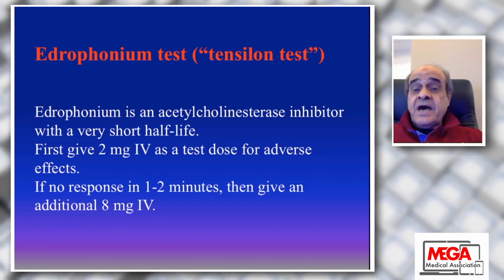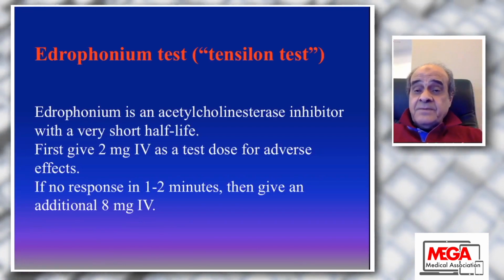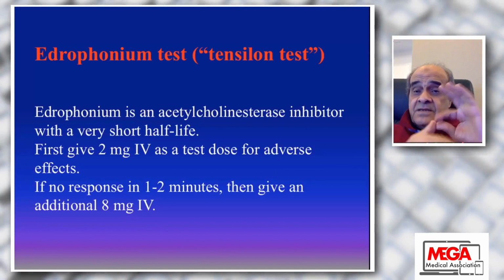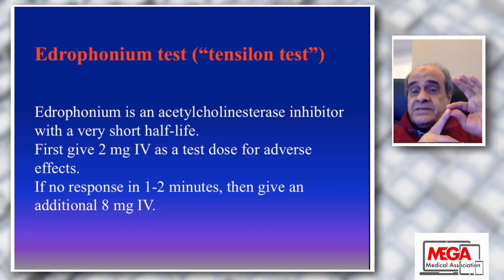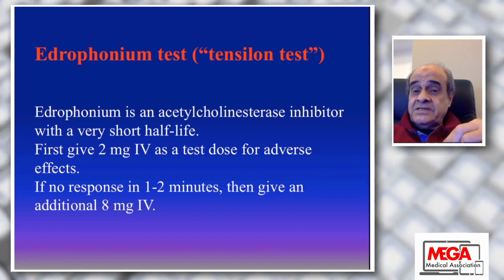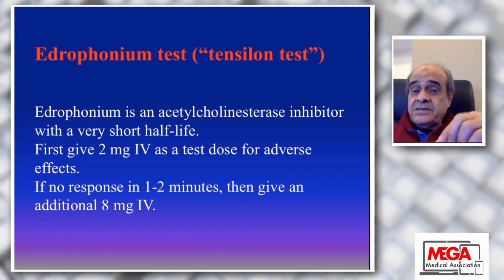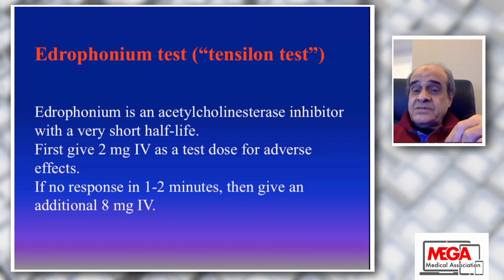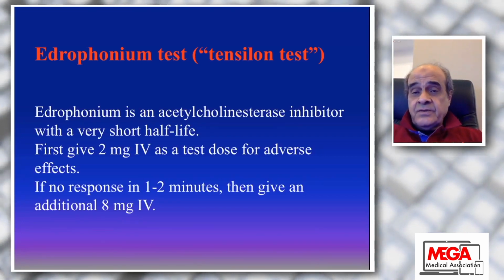So there are two main problems in a myasthenic patient: myasthenic crisis and cholinergic crisis. Myasthenic crisis results from the disease itself, an exaggerated inhibition of the acetylcholine receptors. Cholinergic crisis is an exaggerated response to, or excessive dose of, anticholinesterase drugs like edrophonium, pyridostigmine and neostigmine.